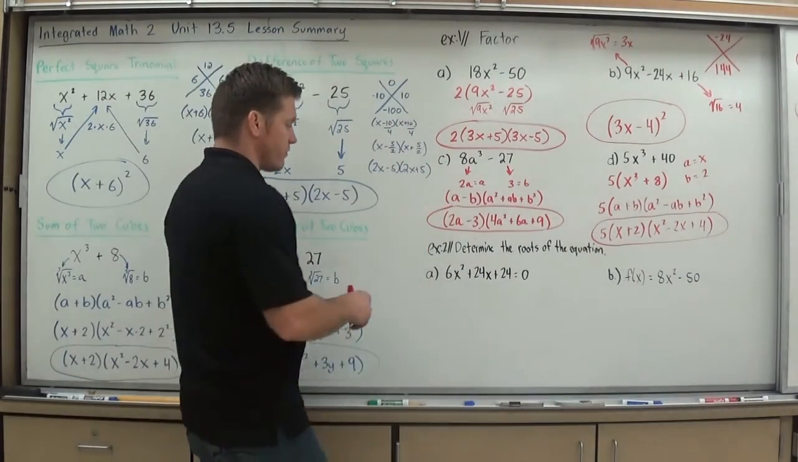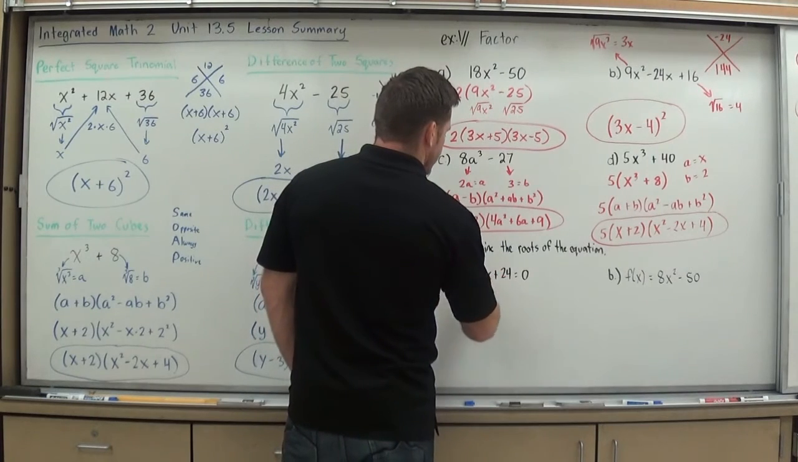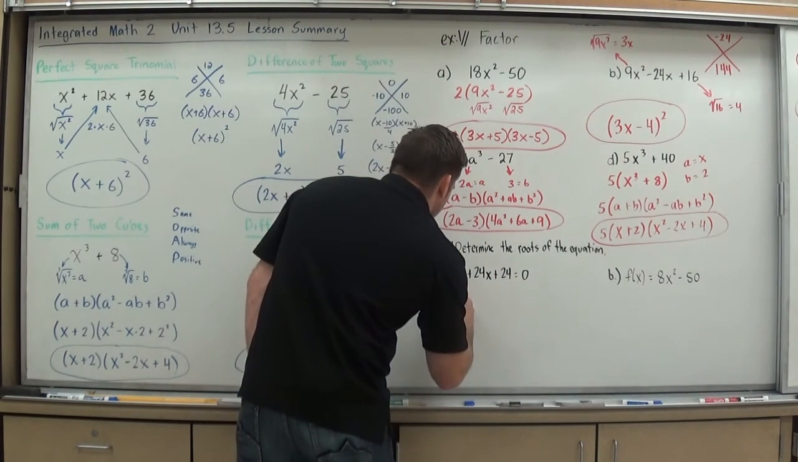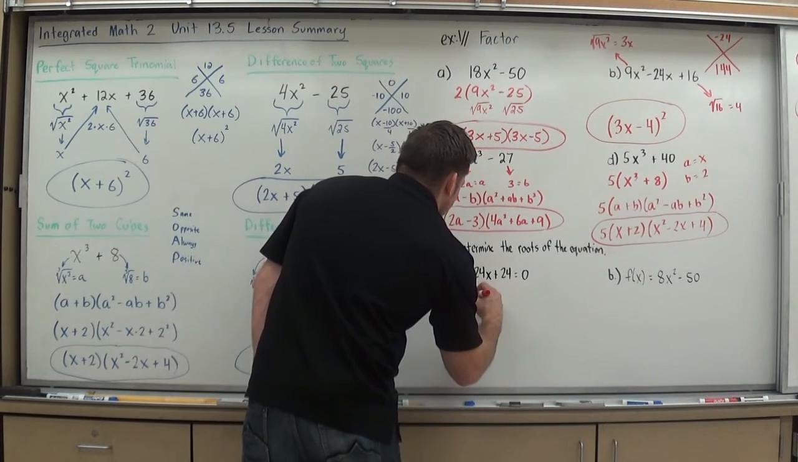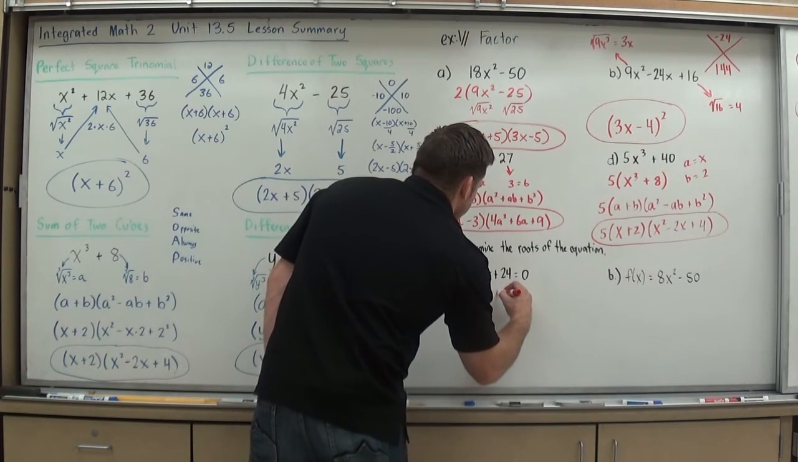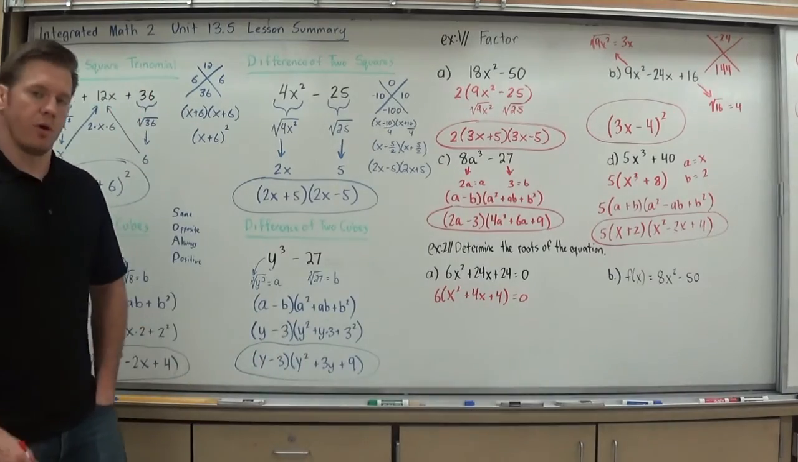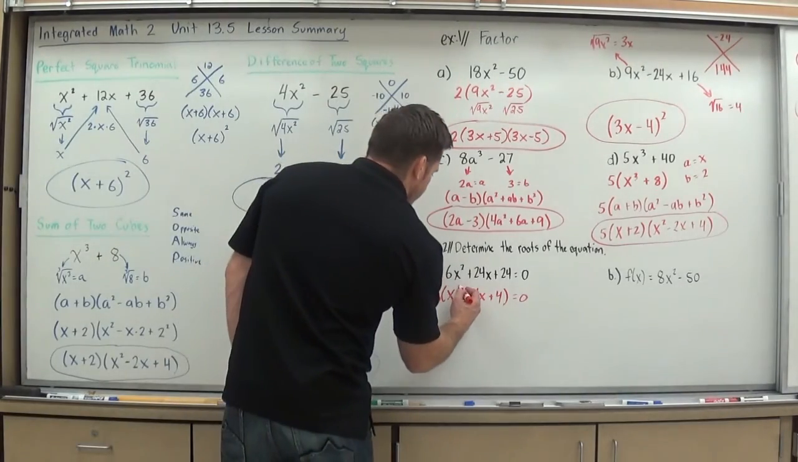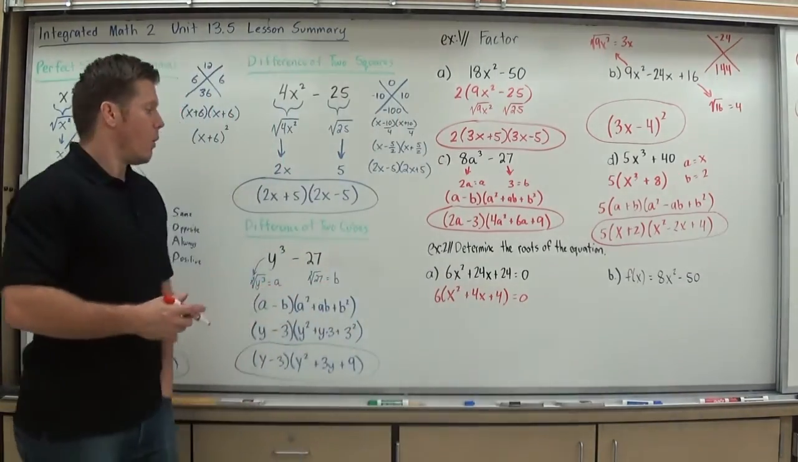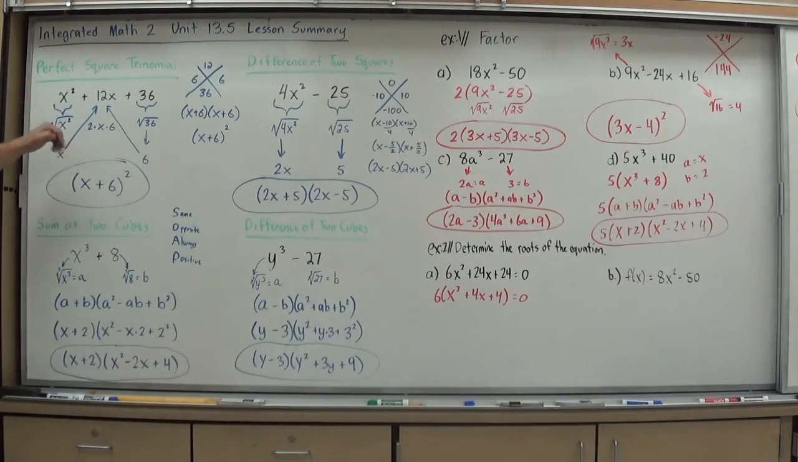You want to solve it, you just factor. Always factor by GCF first. 6 goes into all those. 6 times x squared plus 4x plus 4 equals 0. And x squared plus 4x plus 4 is a quadratic trinomial, which can be factored via the diamond, or potentially could be a perfect square trinomial.